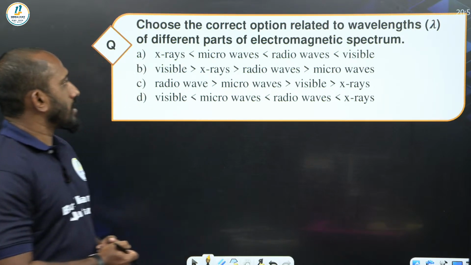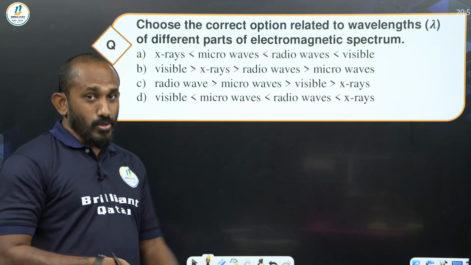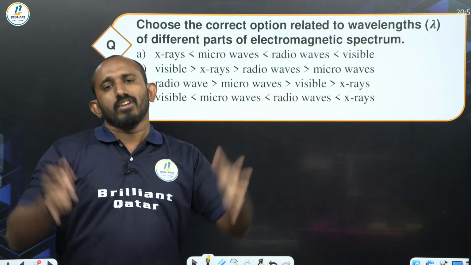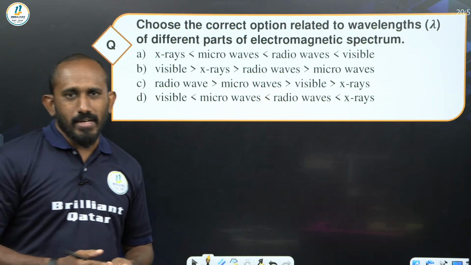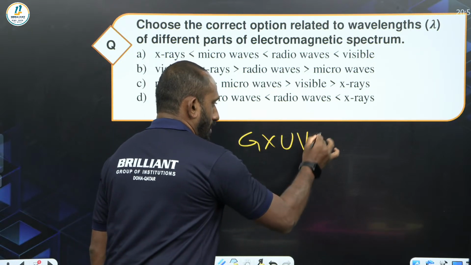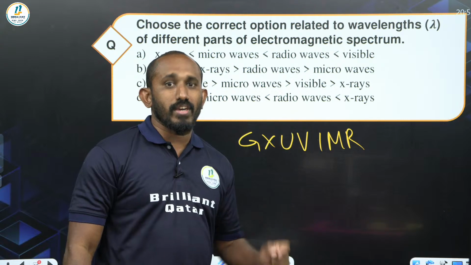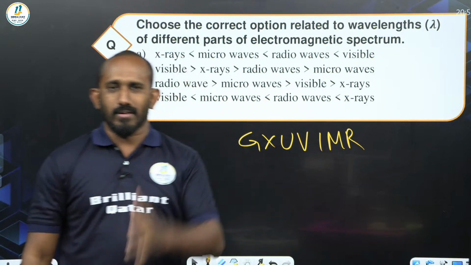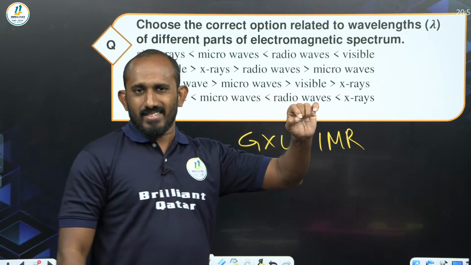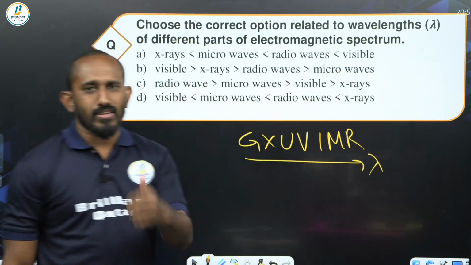Choose the correct option related to wavelength of different parts of the electromagnetic spectrum. Yes, just before I told you, one question may be the arrangement of these wavelengths. So, tell me, what's the code? GXUVIMR. Keep it in mind five times. GXUVIMR is the code, the increasing order of wavelengths. Come on, what is your answer?